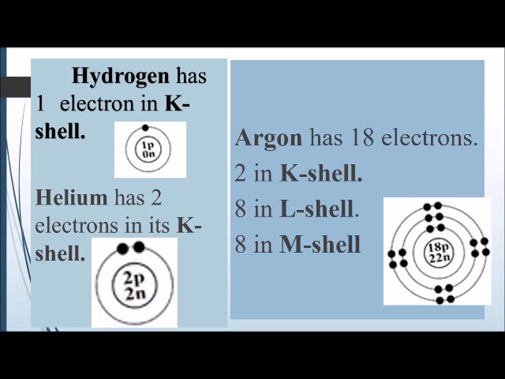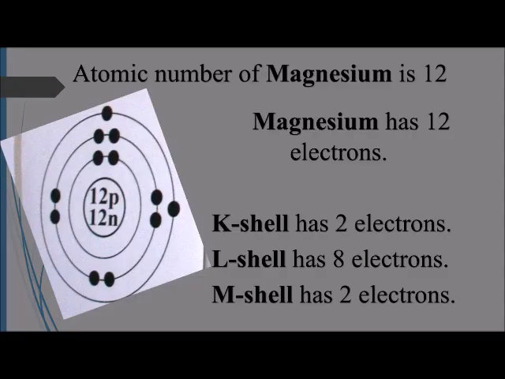Here is another example of argon having higher atomic number 18, which means it has 18 electrons. If we distribute these electrons in different shells, then you could see here there are only 2 electrons in the K shell, which is the lowest energy shell. Then L shell can accommodate maximum 8 electrons. M shell can have 8 electrons too. Except the first shell, the rest of the shells can accommodate maximum 8 electrons, as you could see in the diagrams.